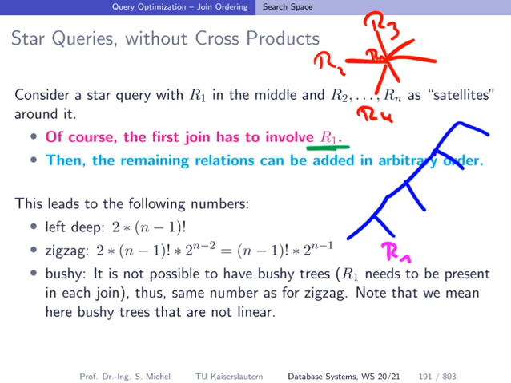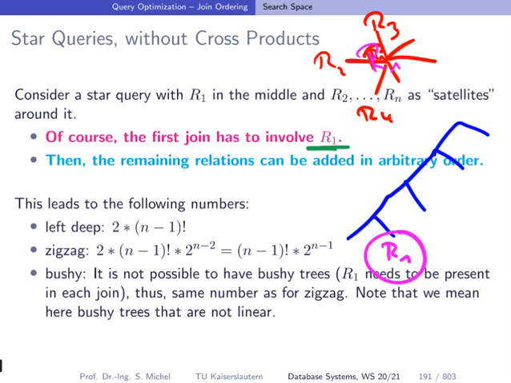For the other places, we again have a free choice, like we would have cross products, because once R1 is present in the join, every other relation can be joined because R1 is connected to all of the others in the query graph.